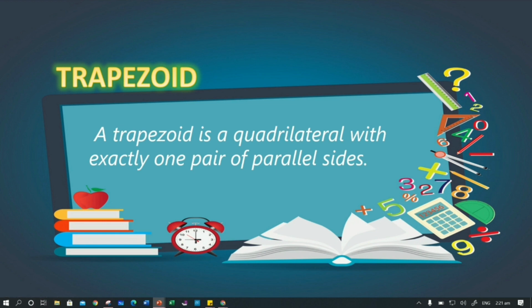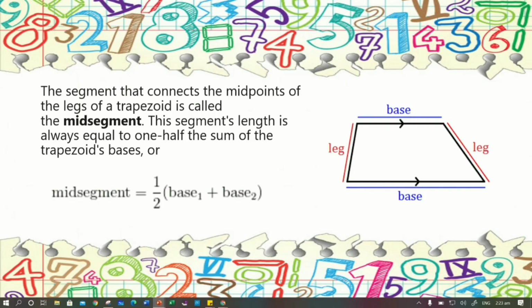Okay, let's try to recall the definition of a trapezoid. A trapezoid is a quadrilateral with exactly one pair of parallel sides. In my previous video, I already discussed the mid-segment of a trapezoid. The segment that connects the midpoints of the legs of a trapezoid is what we call the mid-segment. This segment's length is always equal to 1/2 the sum of the trapezoid's bases, or mid-segment is equal to 1/2 times the sum of base 1 plus base 2.